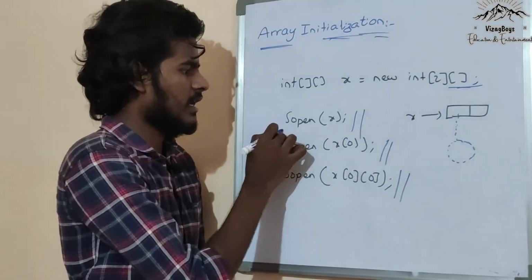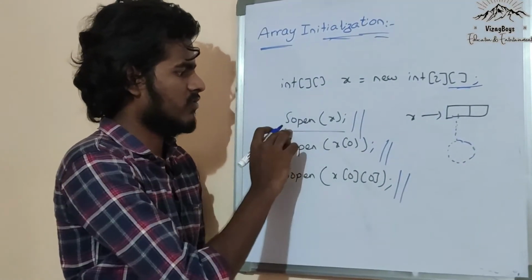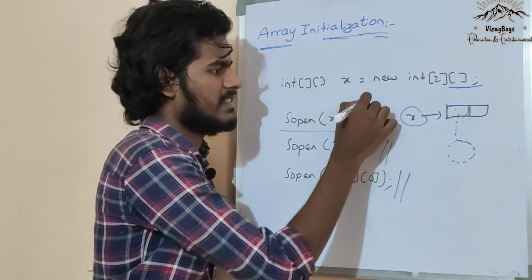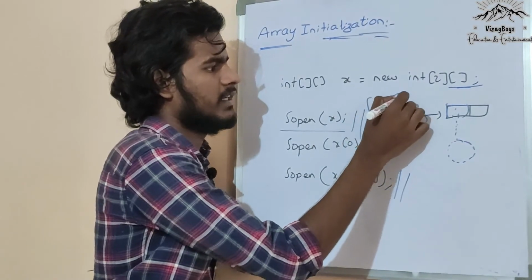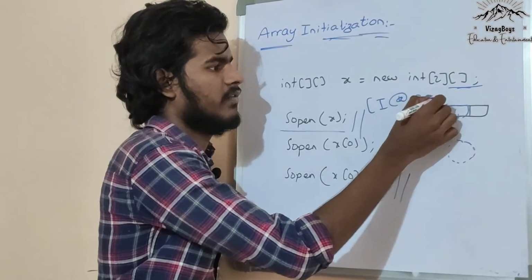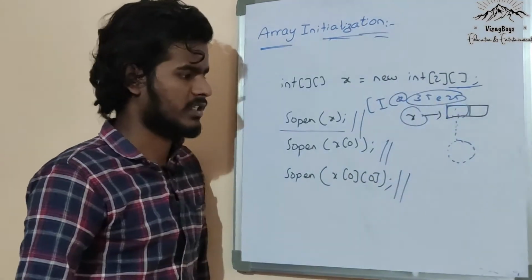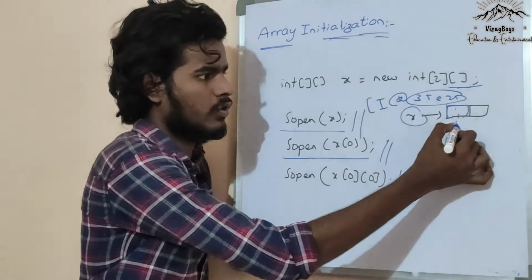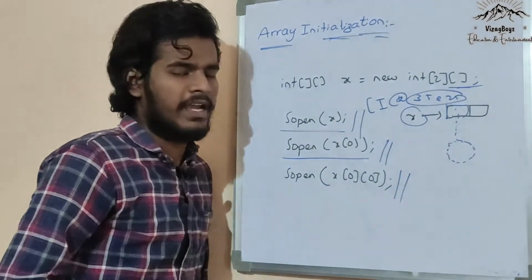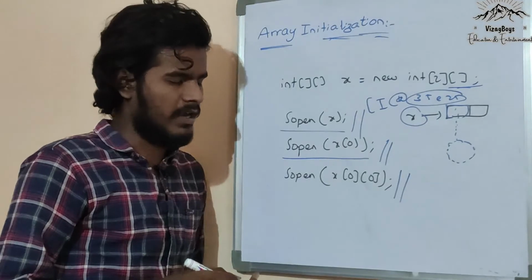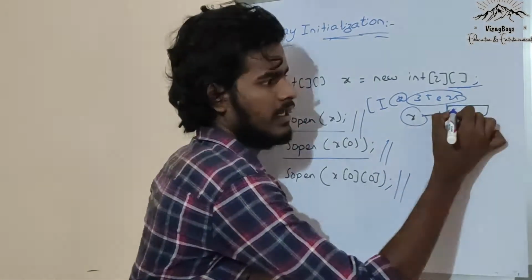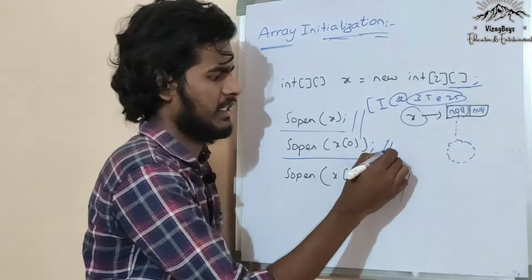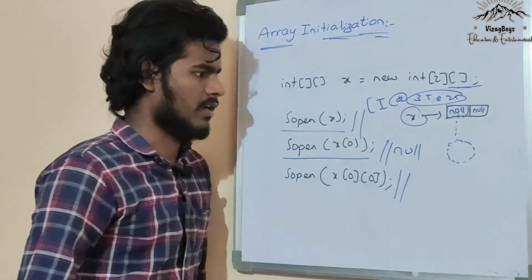What is the output for this one? SOP of X: X is the reference variable of this one. Here we get class name @ some hashcode like 35E25, which is different from system to system. What is the SOP of X of 0? It refers to an object. The default value of an object is null. Here we will get null as the output.